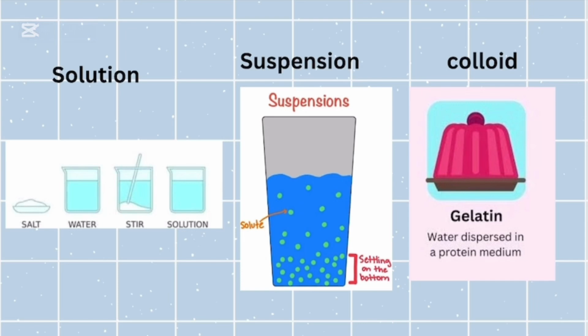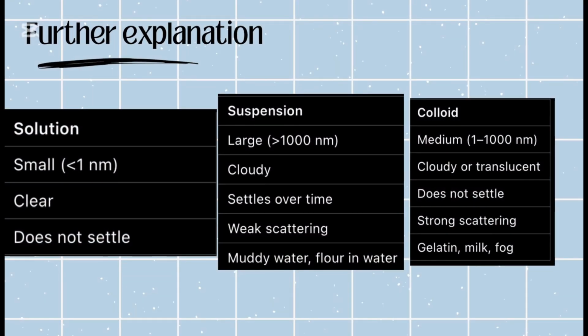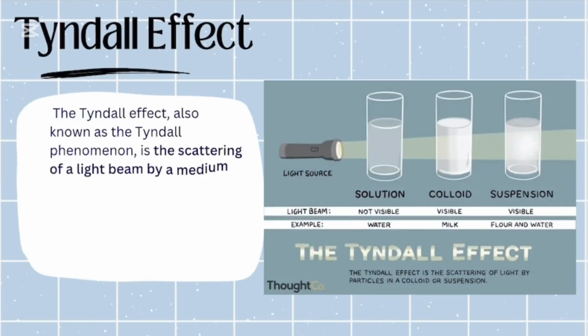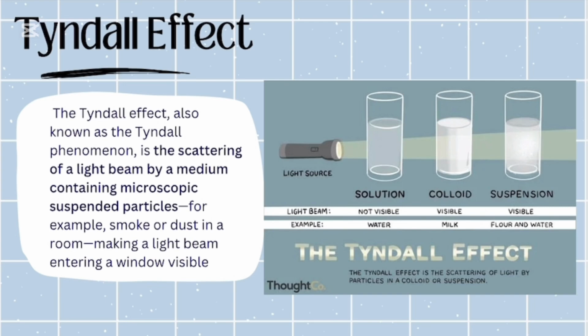Colloid is medium, ranging from 1 to 1000 nanometers. Its particles are not visible to the naked eyes but can scatter light. It does not settle over time. And then we head to the Tyndall effect. The Tyndall effect, also known as the Tyndall phenomenon, is the scattering of a light beam by a medium containing microscopic suspended particles, for example, smoke or dust in a room, making a light beam entering a window visible.